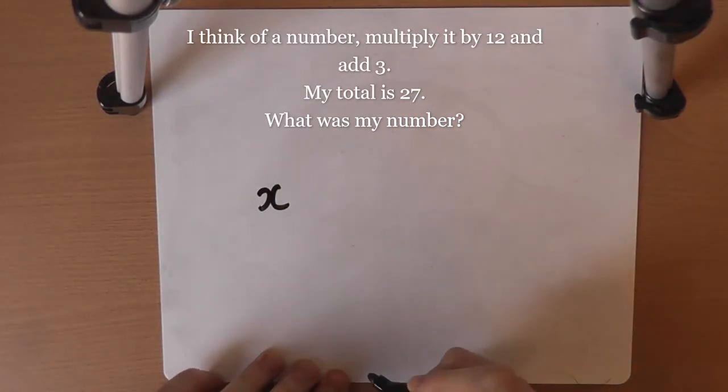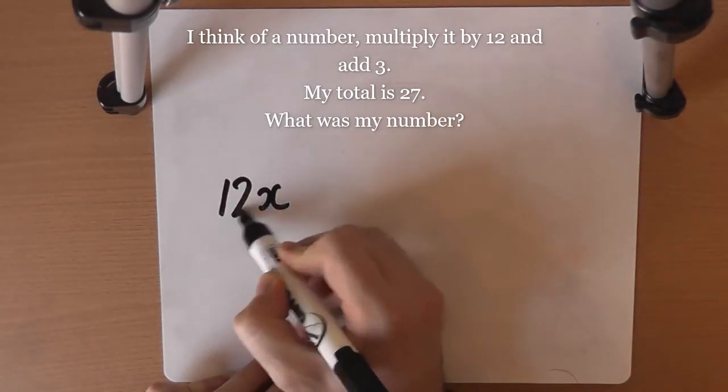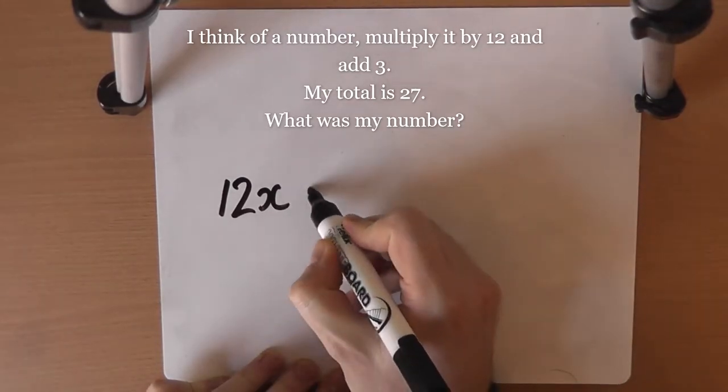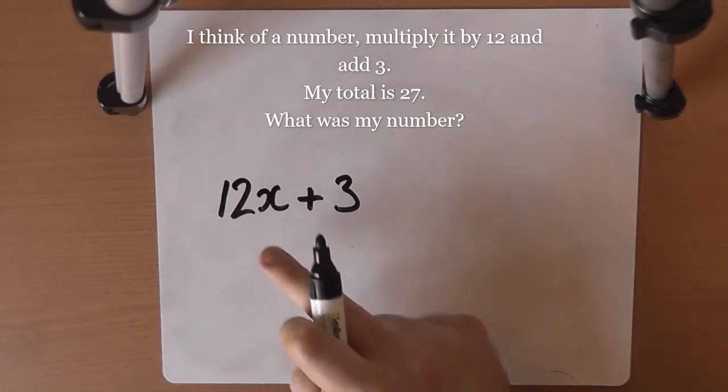I multiply it by 12. Well, if I have 12 lots of that, I have 12 times x, or I end up with 12x. And then I add 3. Well, that will be 12x, add 3. So, step 1, I ignore the algebra. Well, I think of a number, I times it by 12 and I add 3. I then need to put some algebra in, and there was my algebra.